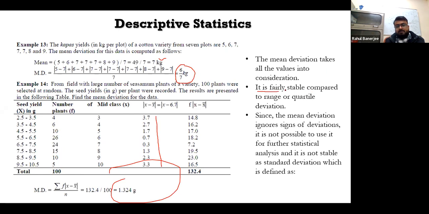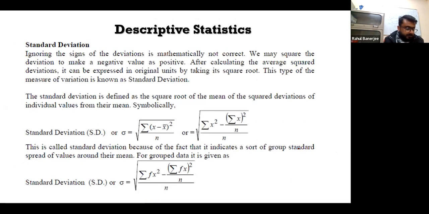The advantage of mean deviation is that it is fairly stable. It ignores the sign of deviation, and it is not possible to use it for further statistical analysis. This is the disadvantage that I told you, that you will not be able to know which is smaller and which is greater because we are ignoring the sign. All of this is overcome by something known as standard deviation.